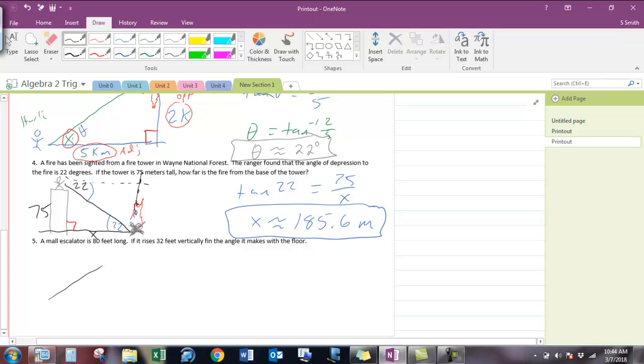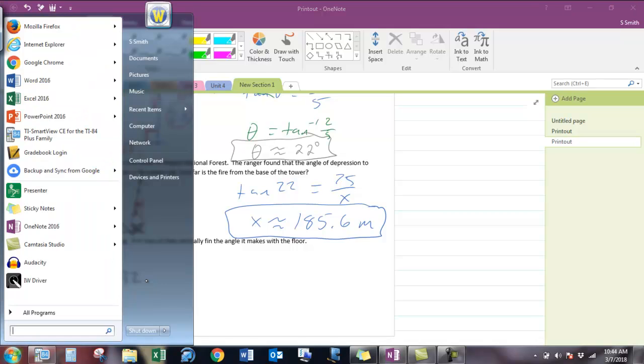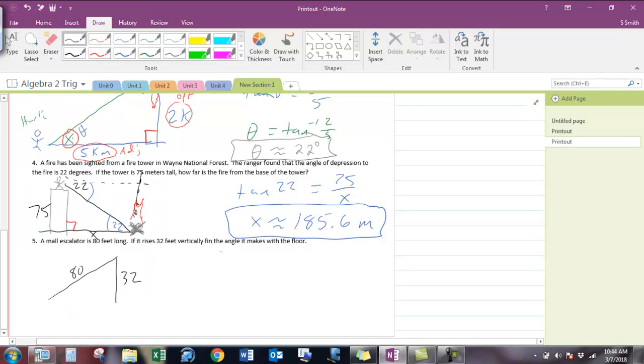A mall escalator is 80 feet long. The escalator itself is 80 feet long. It rises 32 foot in the air. I don't know why it's got an F there. Sorry. The angle it makes with the floor. Oh, it says find. That's what I'm trying to define. There's supposed to be a D there. Find the angle it makes with the floor.